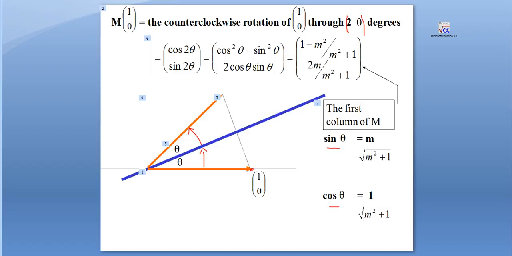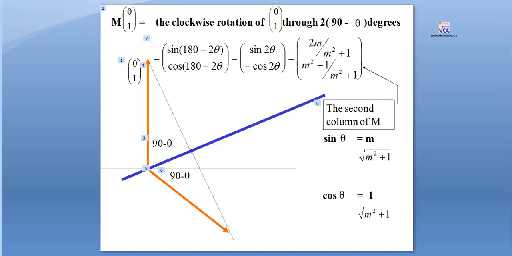I don't know if I was clear here. So you pick sine of theta and you put it here, and you square this, and you pick cosine of theta and you put it here, and you square it, you do the subtraction, and you'll get this. Okay, do the same for this one. Pick sine, put it here, pick cosine, put it here, multiply by 2, and you're going to get this value, 2m dividing m squared plus 1.